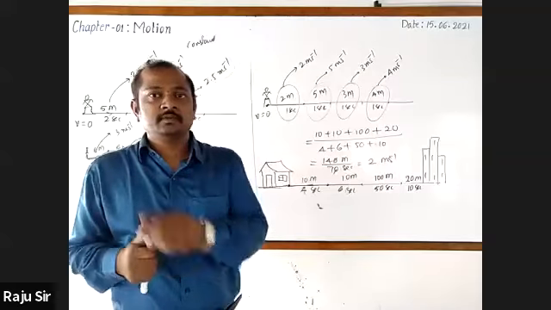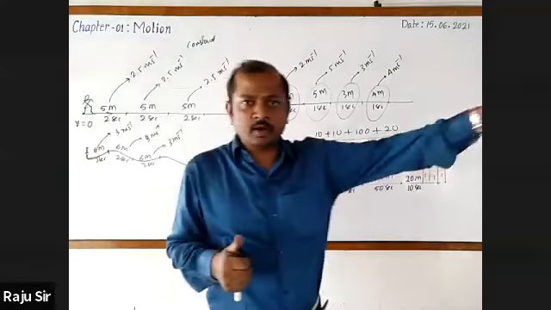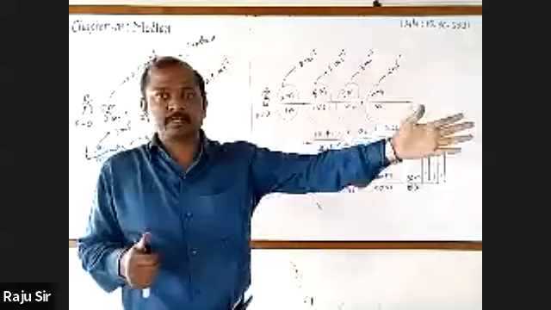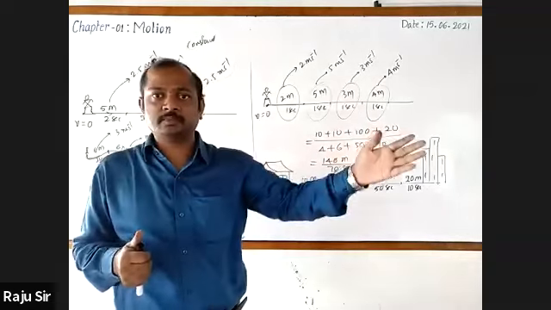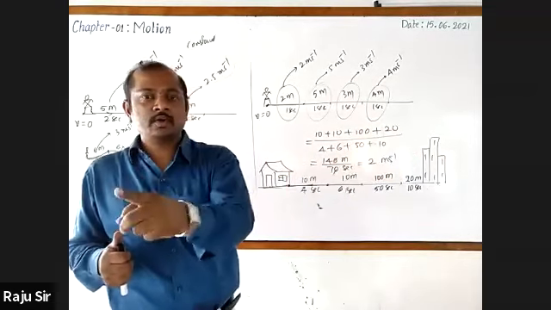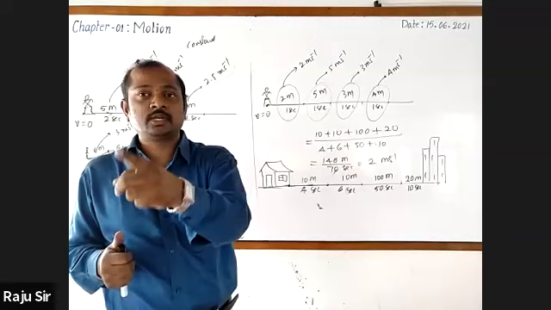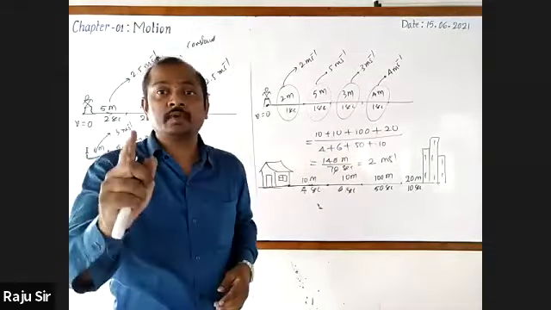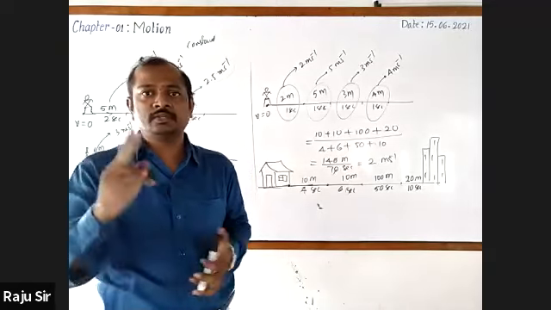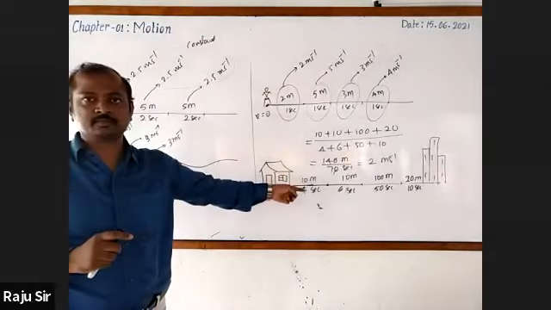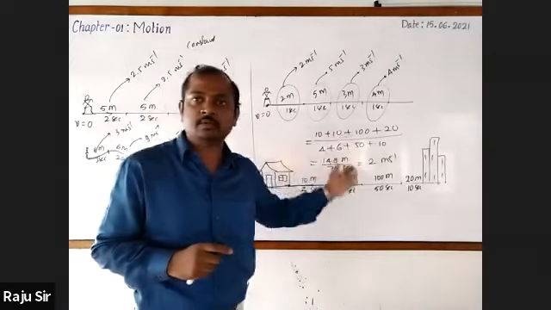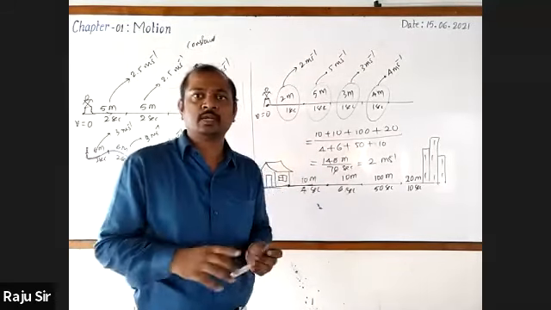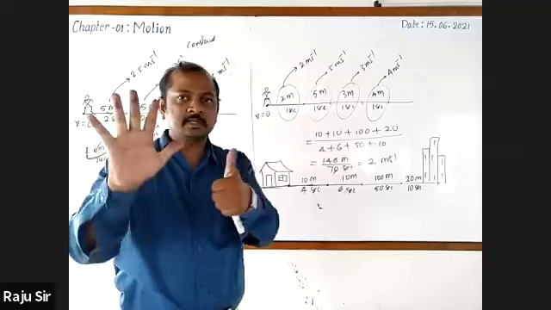In case of velocity, when a body moves along a straight line, then we will consider the total displacement and total time taken. The ratio of total displacement to the total time taken is called average velocity. So these are the other two concepts: average speed and average velocity. So totally we have come across 6 important terms.